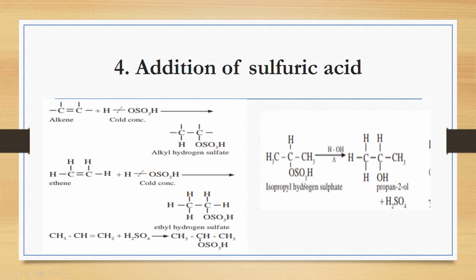Now this isopropyl hydrogen sulfate further is treated with water on heating. This OSO3H part will get converted into sulfuric acid and hydrogen will come over here to form OH group. Alkyl group will remain same and we will get alcohol, that is propan-2-ol. And in this way, by following these two steps, at the first step action of cold and concentrated sulfuric acid on alkene will give corresponding alkyl hydrogen sulfate, which when heated with water will give corresponding alcohol. We can prepare alcohols through these two steps.